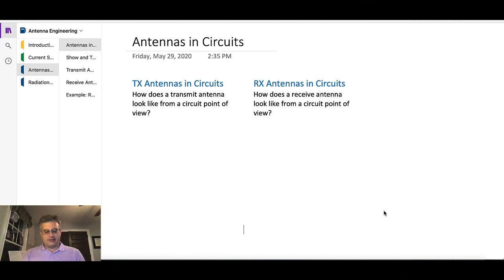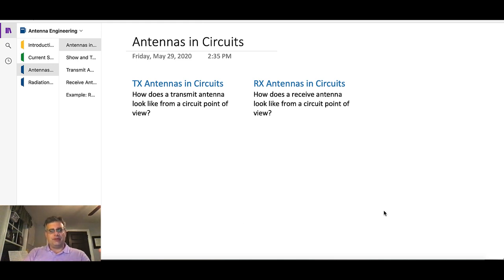Welcome back. This is ANT02, module on antennas and circuits. And we'll start today with some show and tell. But really, what is the purpose of this lecture? I should always ask that in the first few minutes of the class.